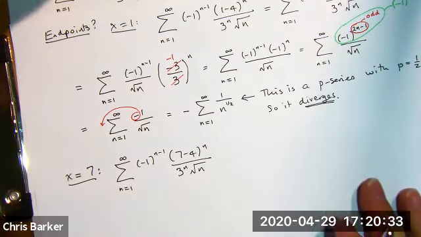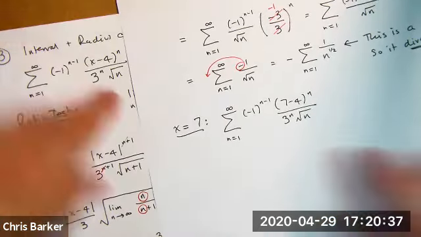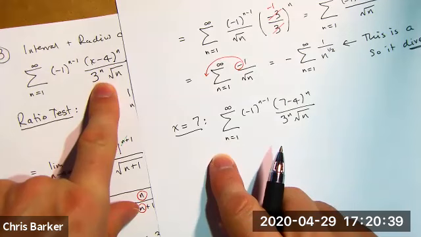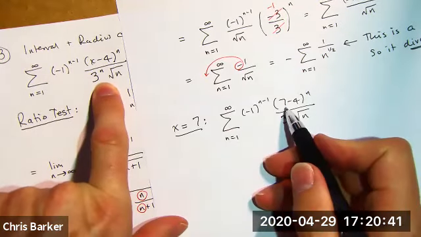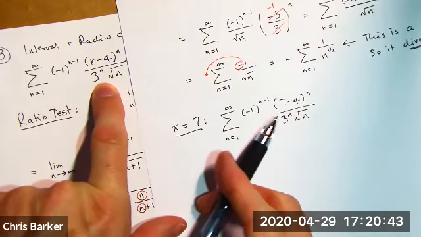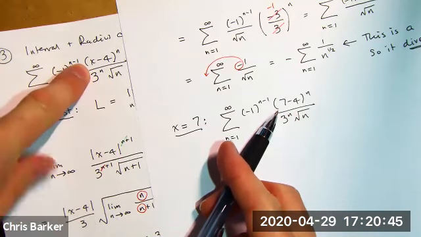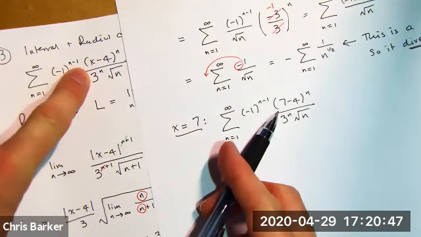I want to verify, maybe I should put them side by side here. Can you see them both then? There's the original series. Here it is with a 7 plugged in. Can everybody see that? The x has been replaced by 7. Everything else is the same.